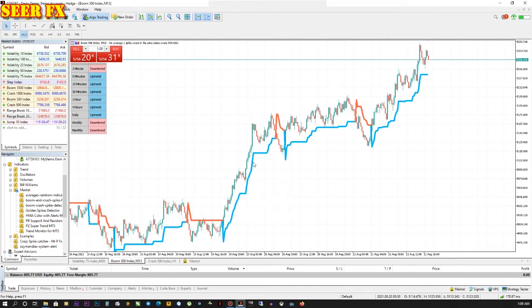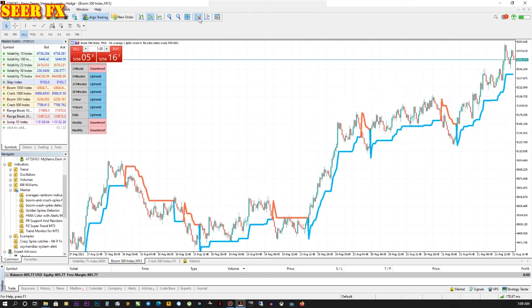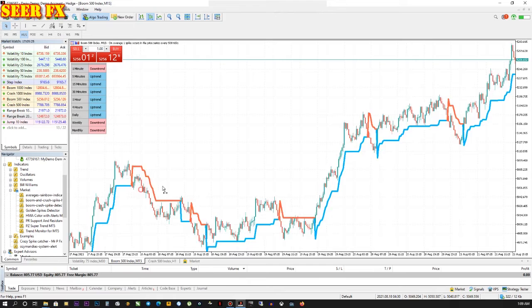I see some people using the Supertrend indicator as a trading signal. Please don't do that. The Supertrend indicator is not a trading signal, it is a trend indicator. You shouldn't use it as your entry point. It's just for confirmation.